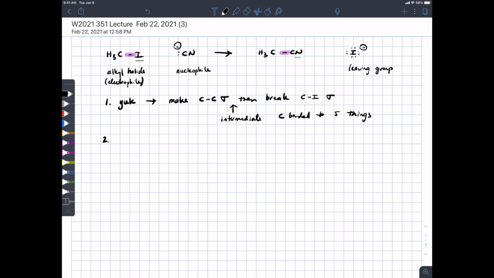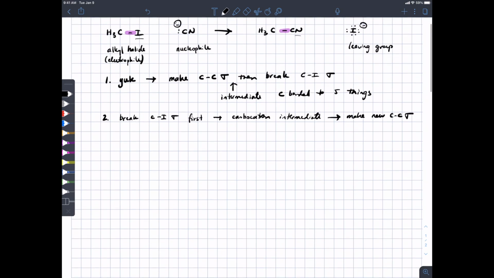Our second option, which we liked a bit better, was that we're going to break the carbon iodide sigma bond first. That will lead us to a carbocationic intermediate. And then at that point, the nucleophile could attack, and then we would make the new carbon-carbon sigma bond. And we liked that better. The structure of the carbocationic intermediate maybe made us a little bit uncomfortable because it was a positively charged carbon, but at least we weren't breaking the octet rule.